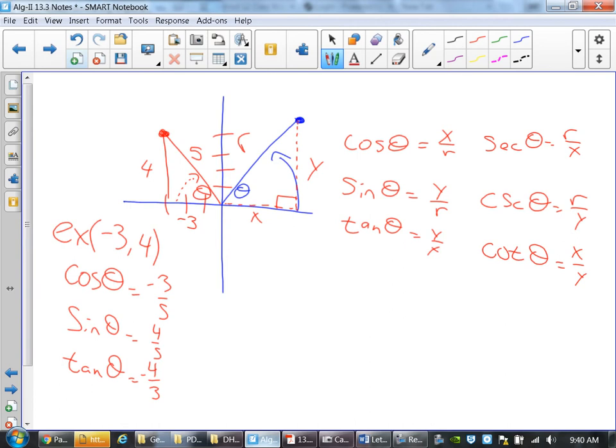So looking at this, you could probably take a fairly decent educated guess as to where tangent and cotangent are both positive or negative. If tangent and cotangent are going to be positive or negative, that means the x and y values have to have the same sign. Where do cosine and sine have the same sign? First and third. So where do you think tangent and cotangent are positive?